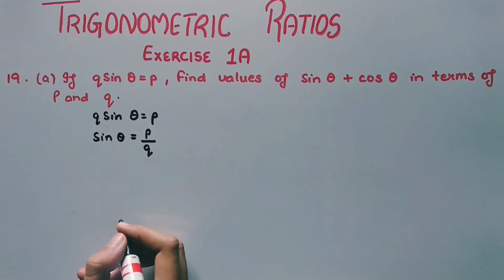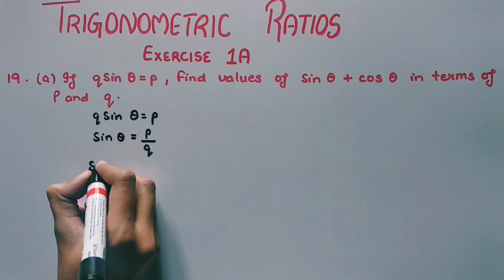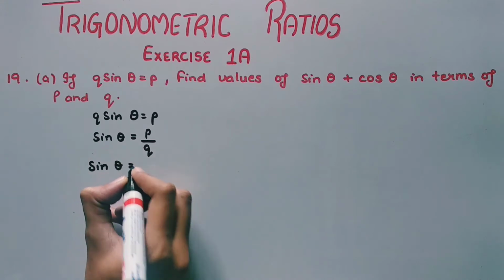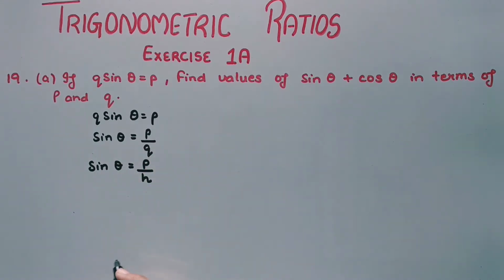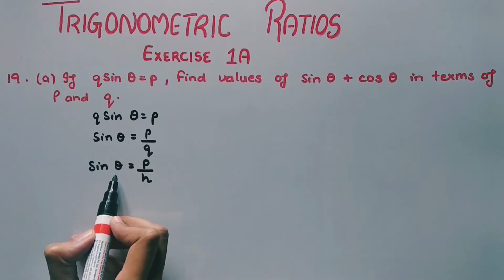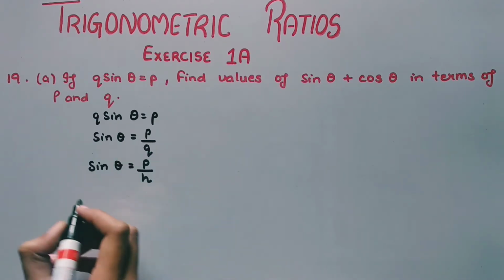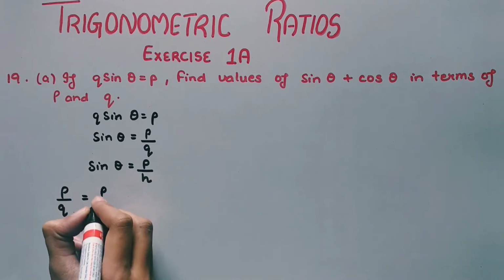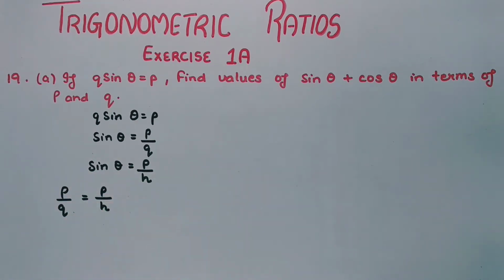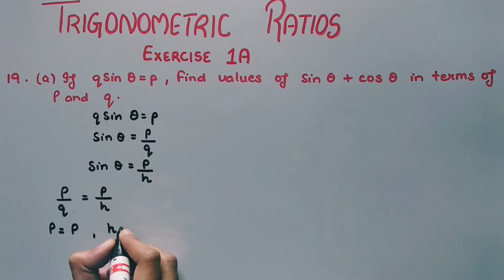But we know that sine of any angle theta, that is equal to perpendicular divided by hypotenuse. Left sides are equal, hence right side should be equal, that is p divided by q is equal to p divided by h. That means value of perpendicular for given triangle is p and value of hypotenuse is q.